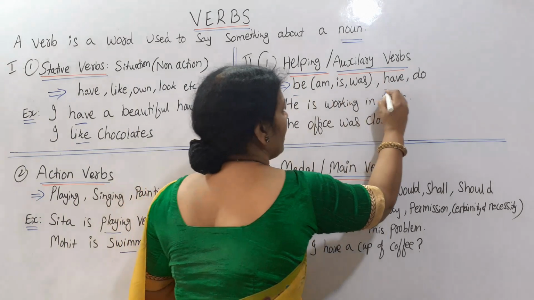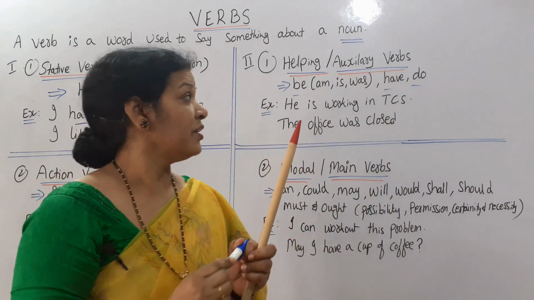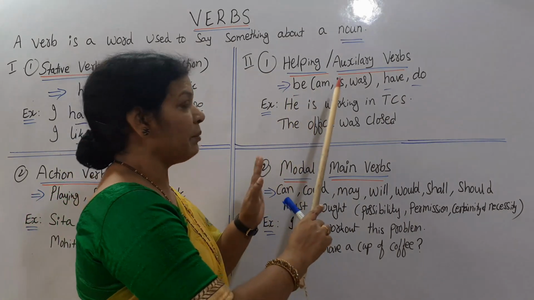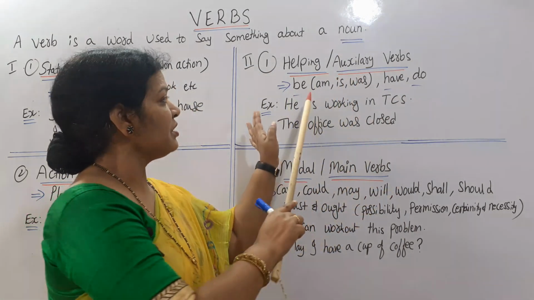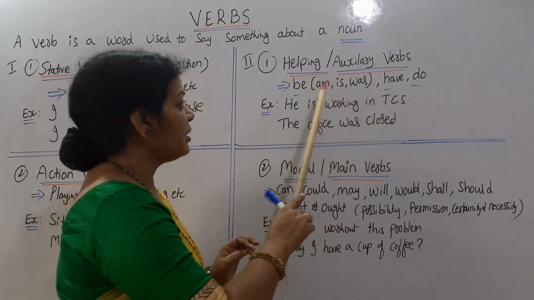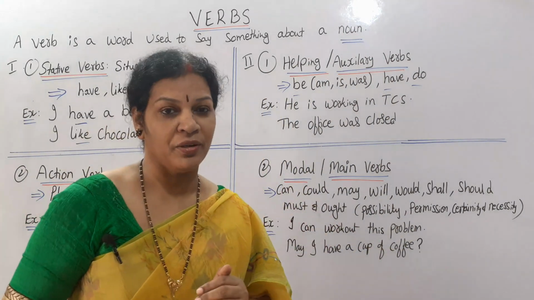Be, have, do. Be forms means am, is, are. So am, is, was. These are be forms. And in the same way, have, do.